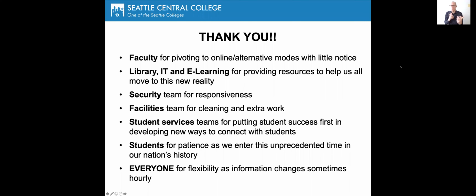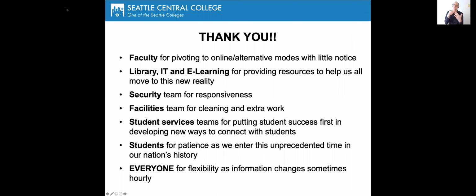Our security team has just been outstanding. We are without a permanent director right now, but I can tell you that we are in great hands with Tracy Yorker, who has been with the college for a very long time and is committed to our mission. And that team has been highly responsive in this uncertain time. Our facilities team, once we found out that we had one of our students who had tested positive, stepped in and did the cleaning on top of all the other things that they do every day. So I want to thank them.